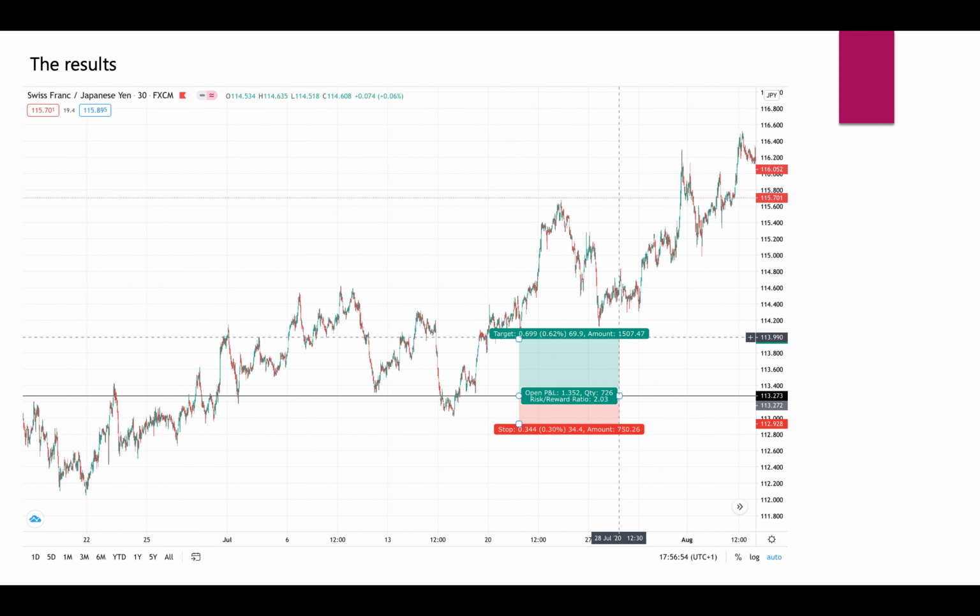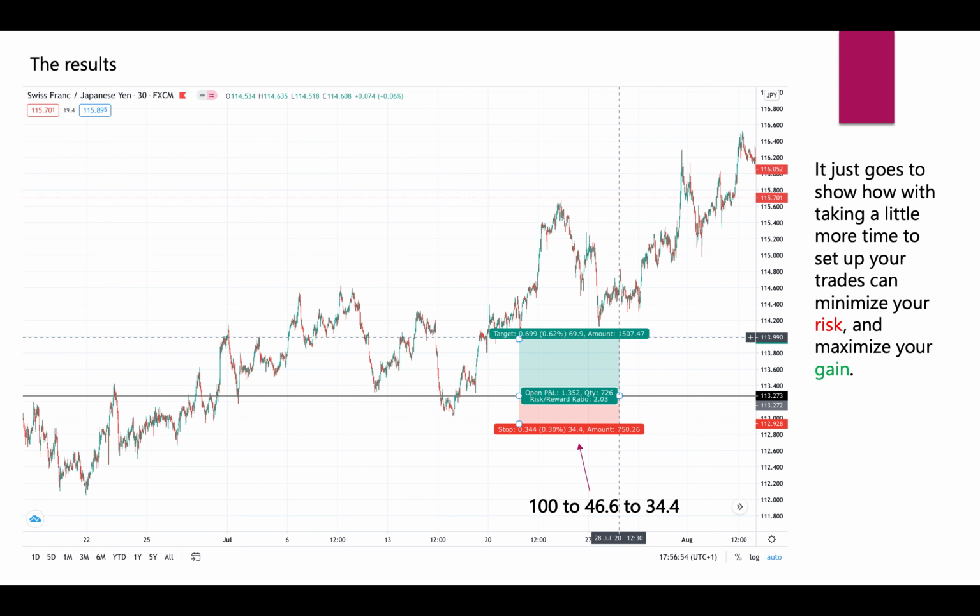Here are our results. Look at that. 100 pips to 46.6 to 34.4. Look at that. We've cut that by 2/3. We've cut that 100 pip stop loss by 2/3. And how easy was that, guys? Just by lowering 2 time frames. Easy, easy peasy, okay? It just goes to show that if you take a little more time to set up your trades, you can minimize your risk and maximize your gain, all right?